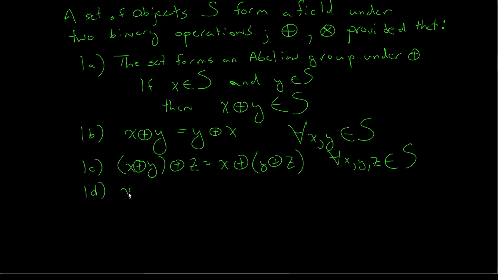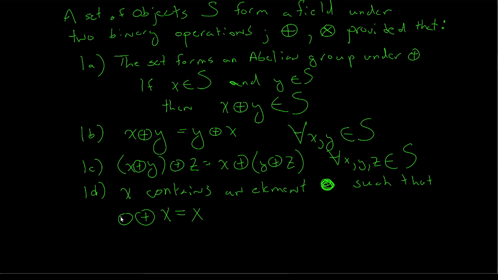1D. X contains an element, and we usually bold this. It's a zero-like object in our objects, such that when I perform my newly defined addition of this zero-like object, I get my original object back. And this is for all X that exist within S.